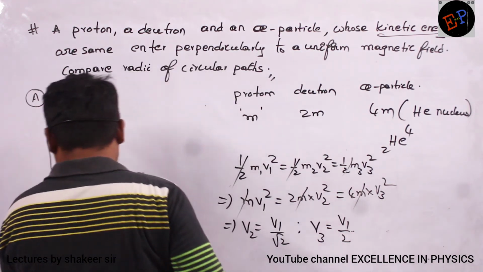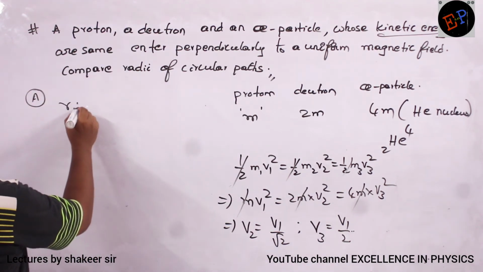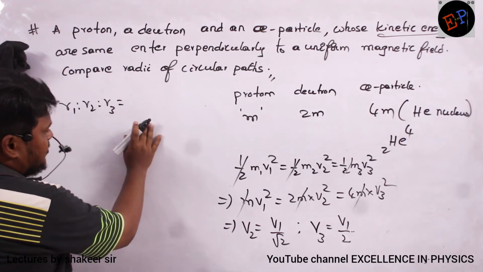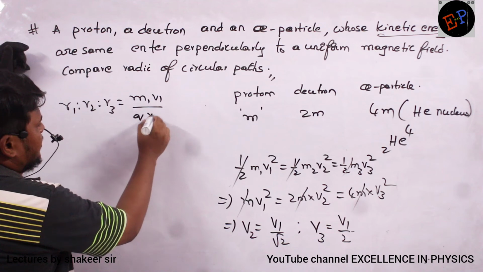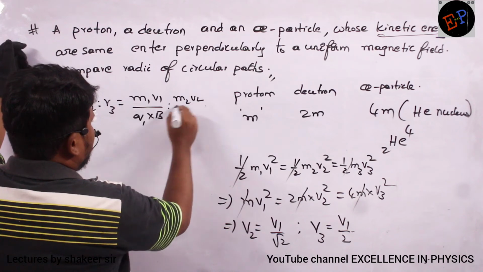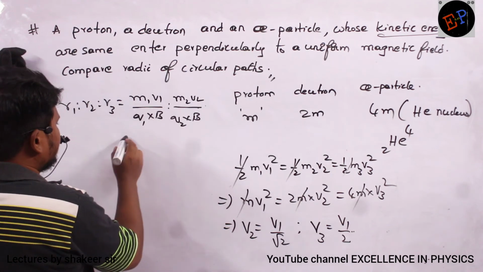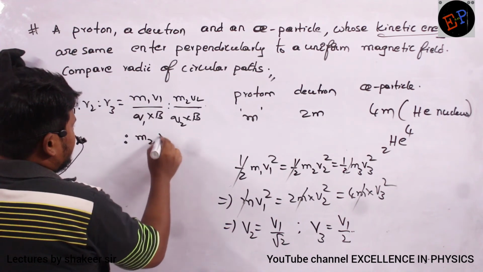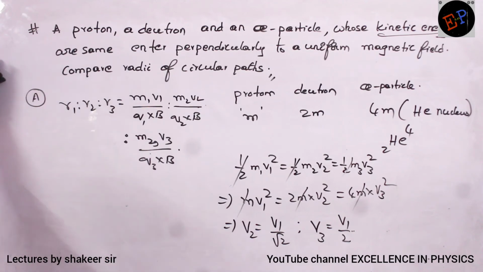Now just take the ratio of the radii. So R1 is to R2 is to R3. So r is mv by qB. So m1 v1 divided by q1 multiplied by B is to m2 v2 divided by q2 multiplied by B is to m3 v3 divided by q3 into B. The magnetic field is the same for everyone, so there is no need of writing B1, B2, B3. All magnetic fields are equal. Just find out this ratio, that is my required answer.